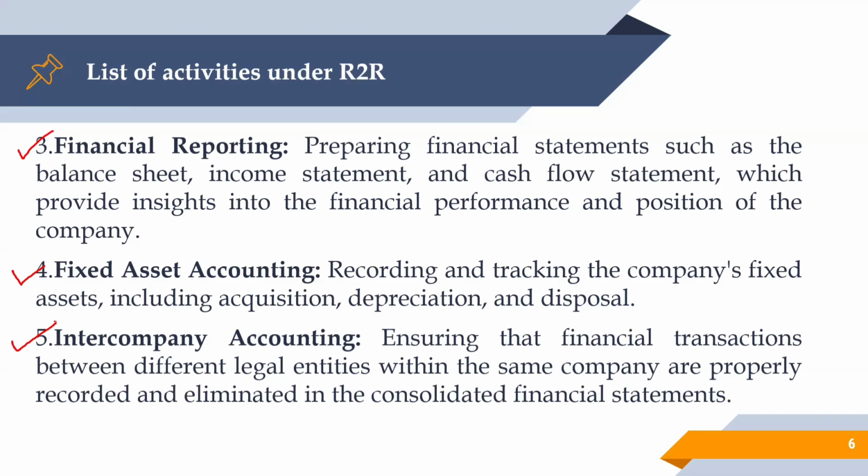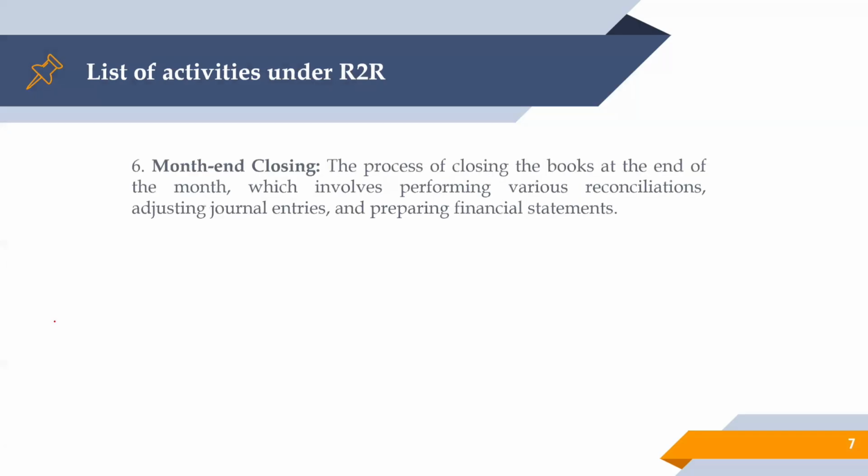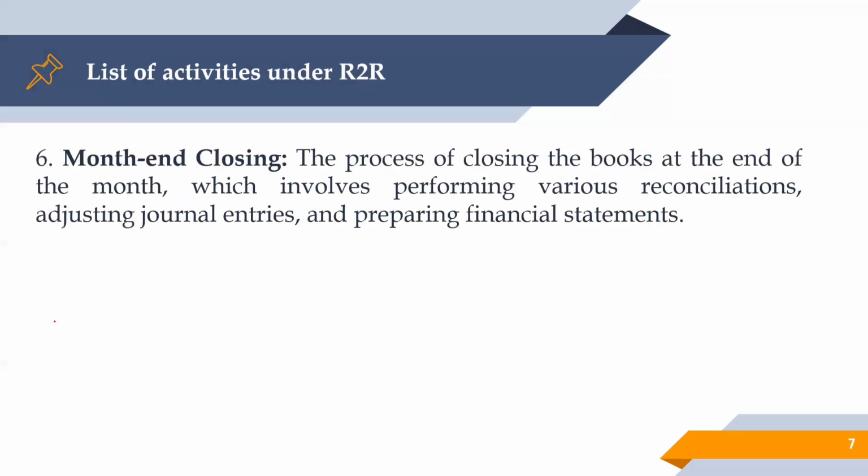So removing any open items over there in intercompany reconciliations, that's going to create a problem for eliminations and consolidations. Next is month-end closing. The process of closing the books at the end of the month, which involves performing various reconciliations, adjusting journal entries, and preparing financial statements. That's going to be part of our month-end activities or month-end close.